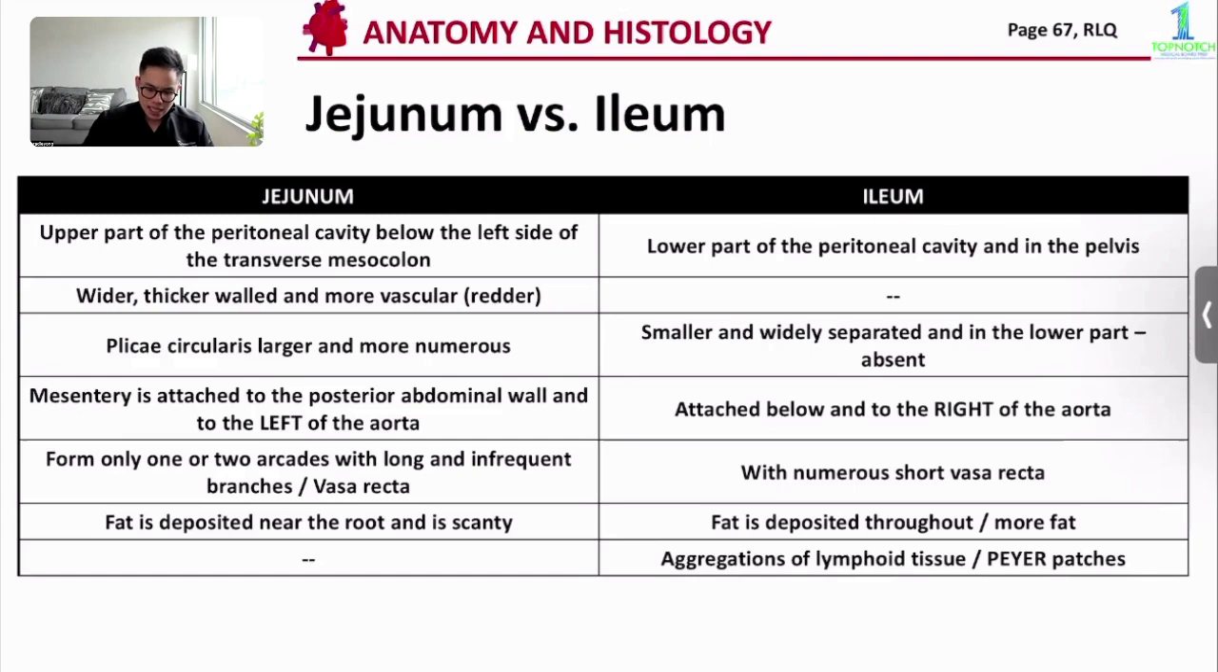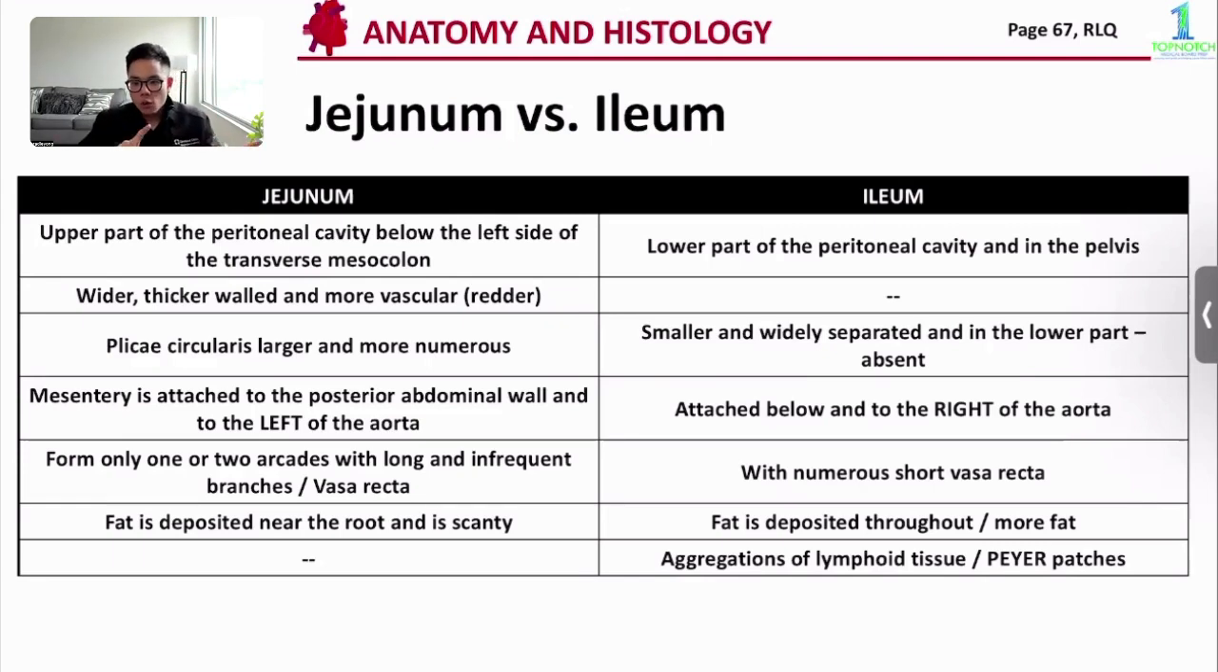But basically the thinking I have to differentiate the jejunum versus the ileum is that a lot of the absorption happens in the jejunum area, and therefore it should have a wider, thicker-walled membrane just to carry out the absorption process. It will need more vasculature, and therefore it's going to be redder in that sense. It absorbs the more important, quote unquote, nutrients, leaving out the dirt and the fat behind.